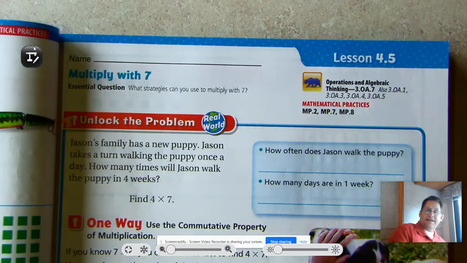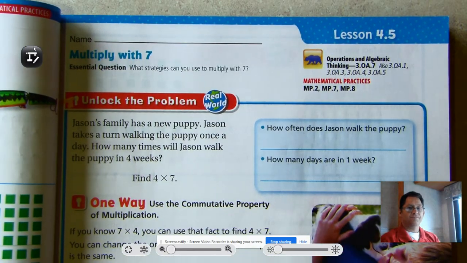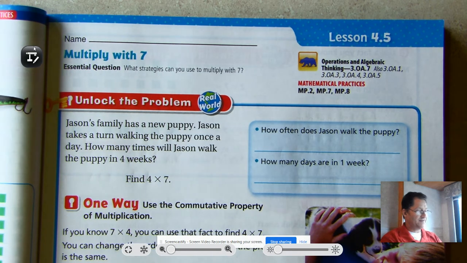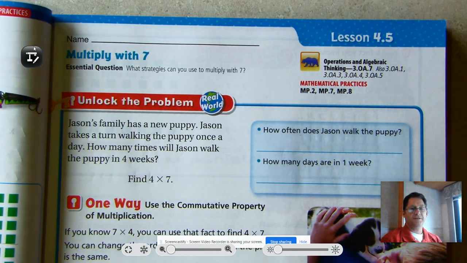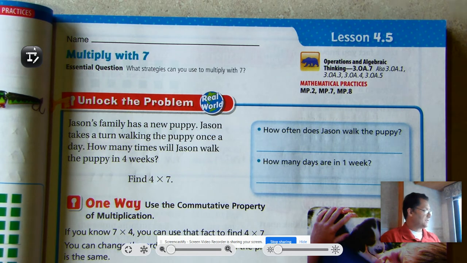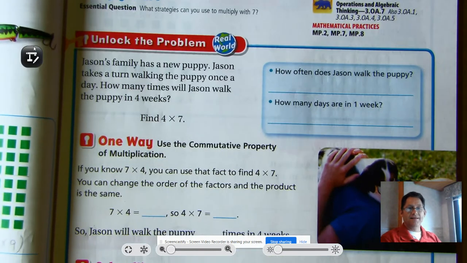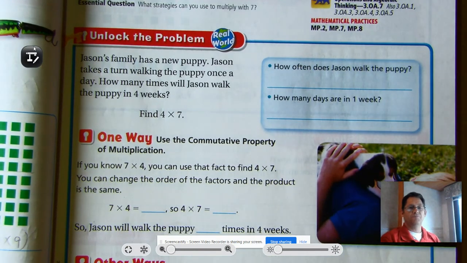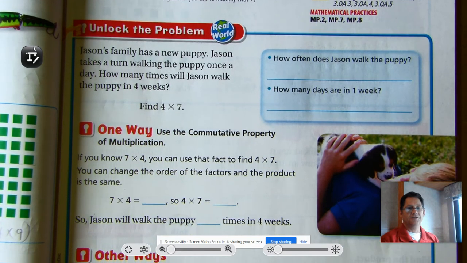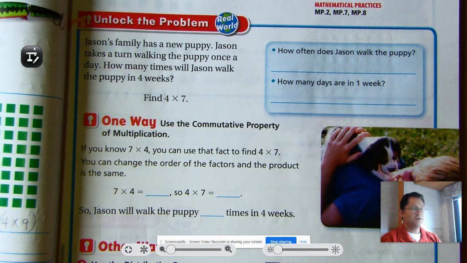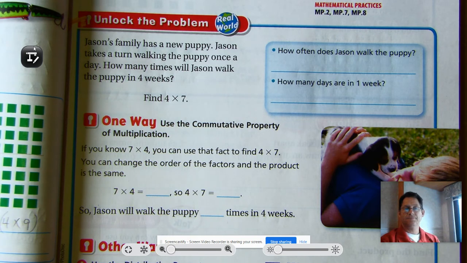Good morning. Today's lesson, lesson 4.5, our topic is multiply with 7. And our essential question is, what strategies can you use to multiply with 7? So we're going to discuss a couple of different strategies. Keep in mind that you can always use the previous strategies we've learned, such as using a number line, skip counting, doubling, and so on.